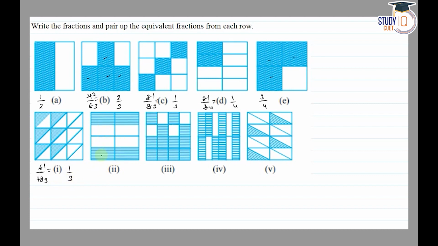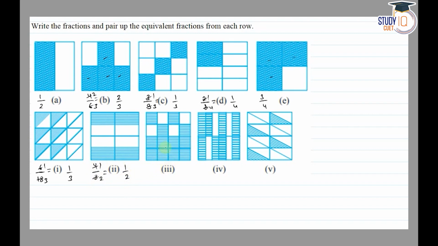1, 2, 3, 4, 4 2s are 8. So total 8 parts and 4 parts are shaded. By simplifying this, 4 1s are 4, 4 2s are 8. 1 by 2 is the fraction.